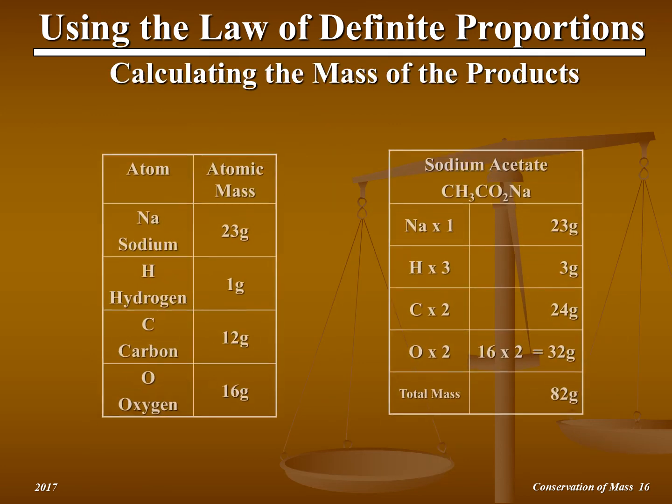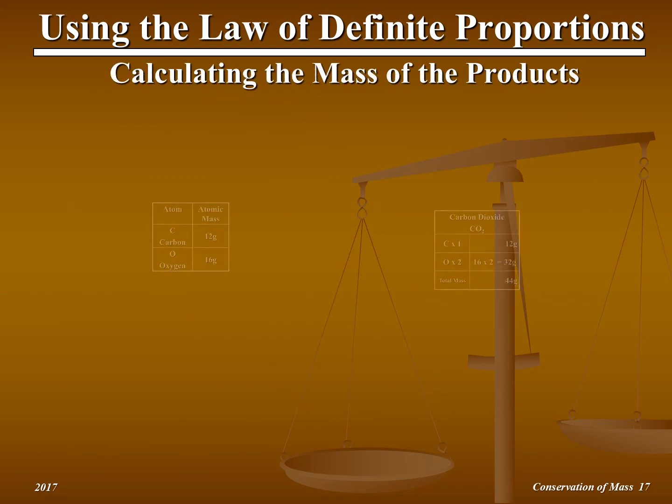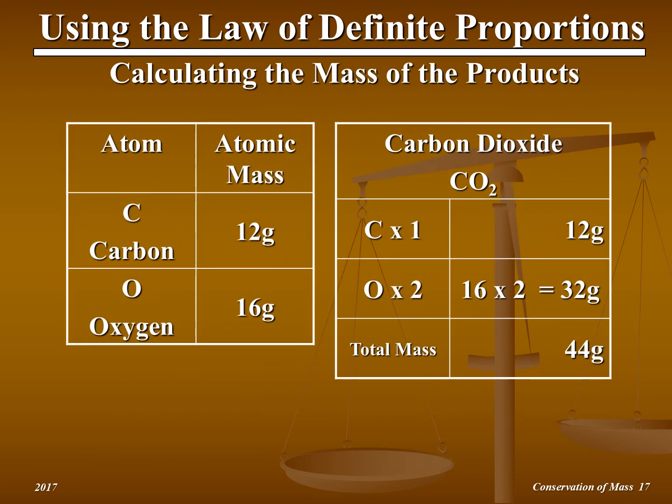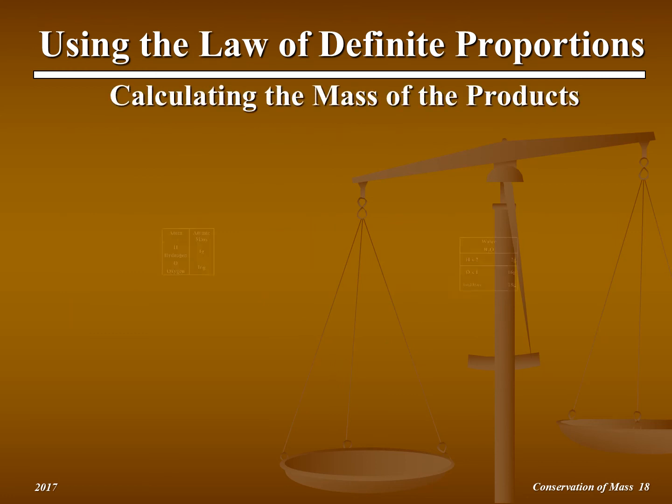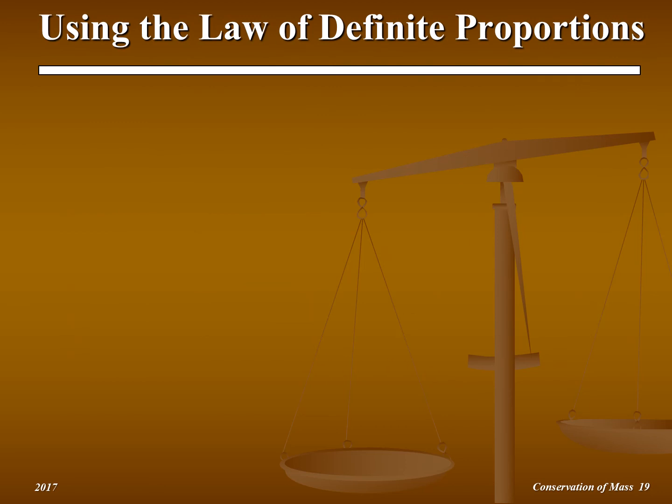We now use the same calculations for the products of the reaction. These charts show the calculations for the total mass of the sodium acetate molecule. The value adds up to 82 grams. In these charts, we show the same calculations for the total mass of the carbon dioxide molecule. The value adds up to 44 grams. Finally, these charts show the calculations for the total mass of the water molecule produced in the reaction. This value adds up to 18 grams. The balanced chemical equation with these values is shown in these diagrams.